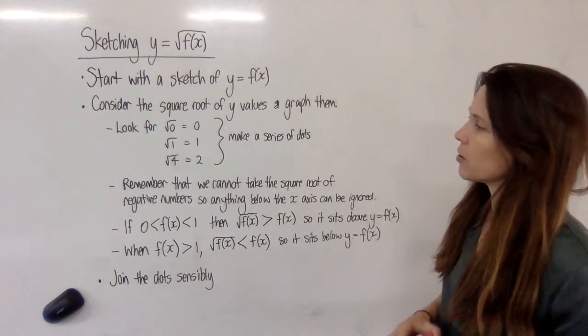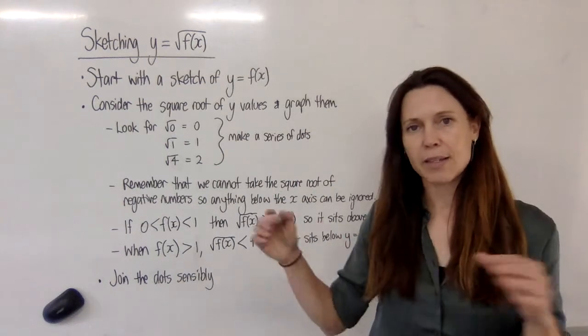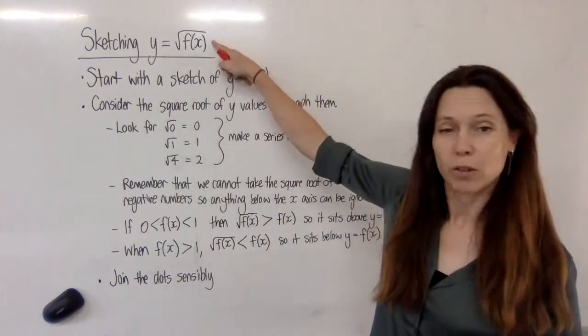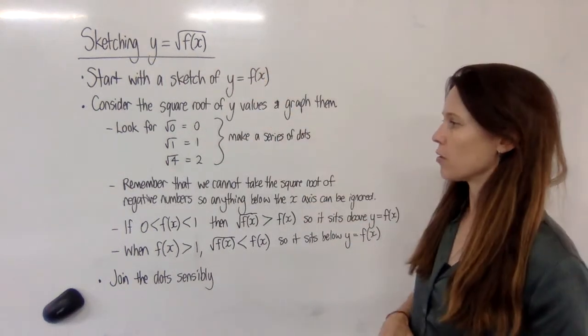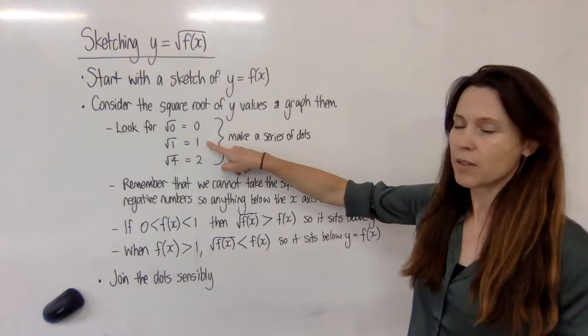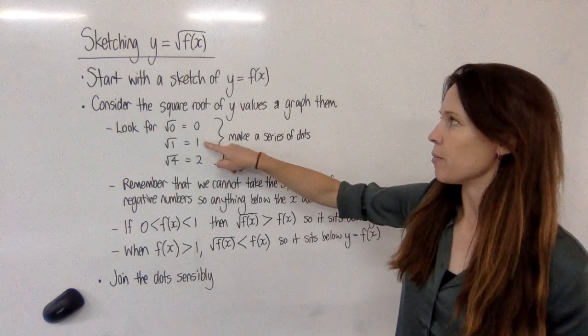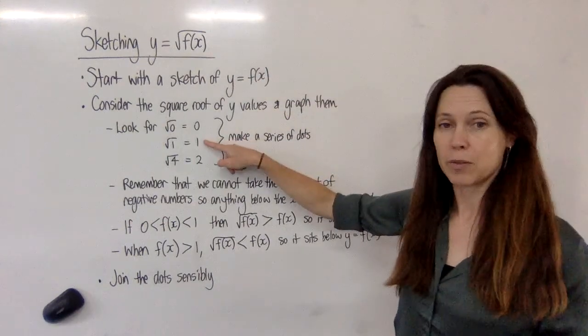Now, some things to think about. The square root of 0 is 0. So if you look out for x-intercepts on your original graph, they will still be x-intercepts on your new graph. So they're good things to start with. Put a dot on any of those. It's also worth thinking, well, the square root of 1 is 1, so that's a nice, easy thing to plot. That means that my new graph is going to go through my original graph at those points as well.